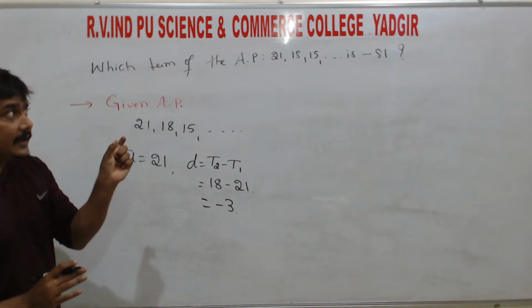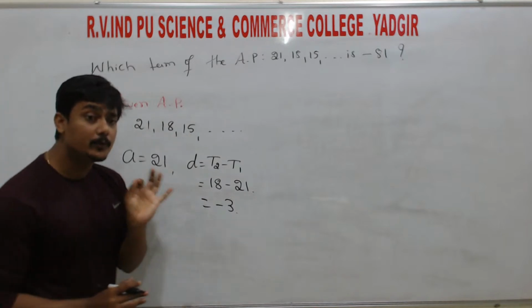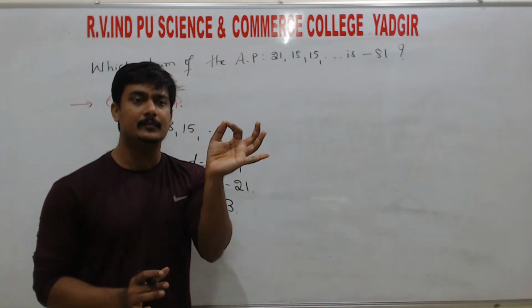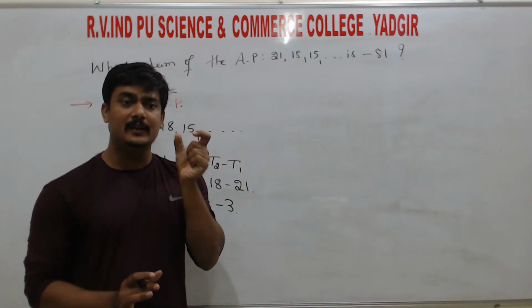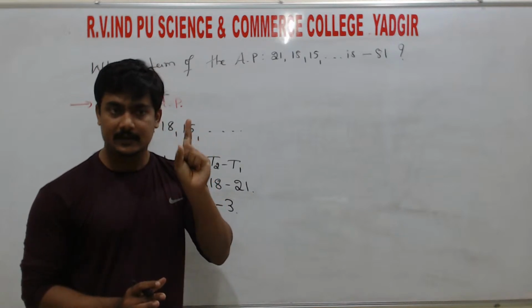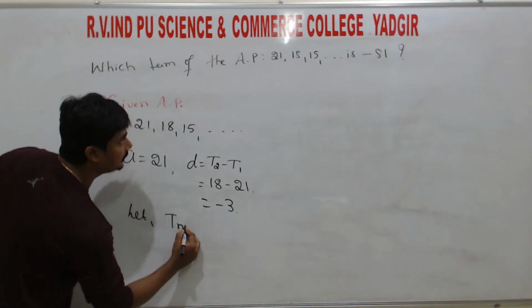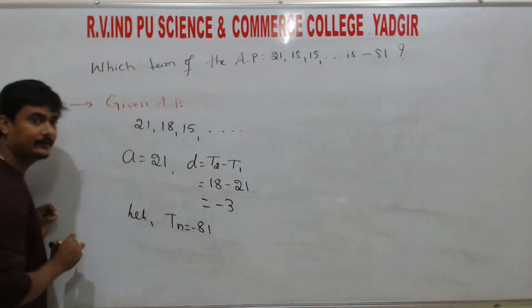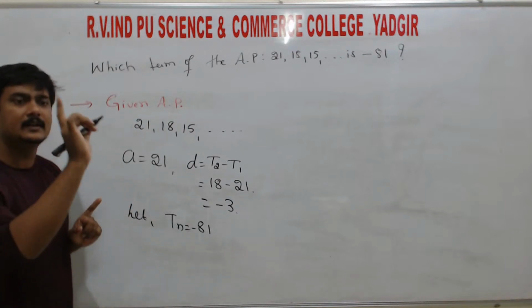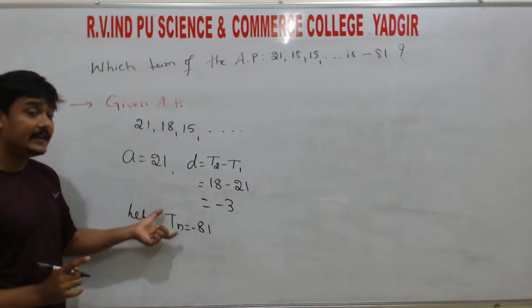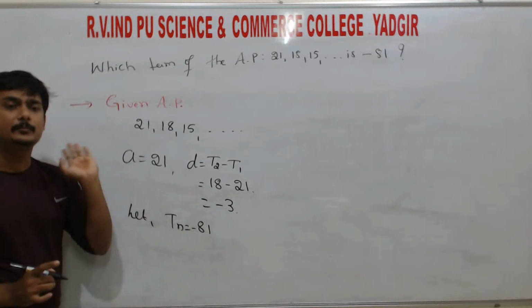I do not know exactly what is the position of the term minus 81. Whenever we do not know the position of a term of the arithmetic progression, we take it as Tn, because that n subscript will tell us the position of the term. Are you getting my point? Now, let Tn be equal to minus 81. Is that clear? This n value, if you find out, will tell you the position of the term.